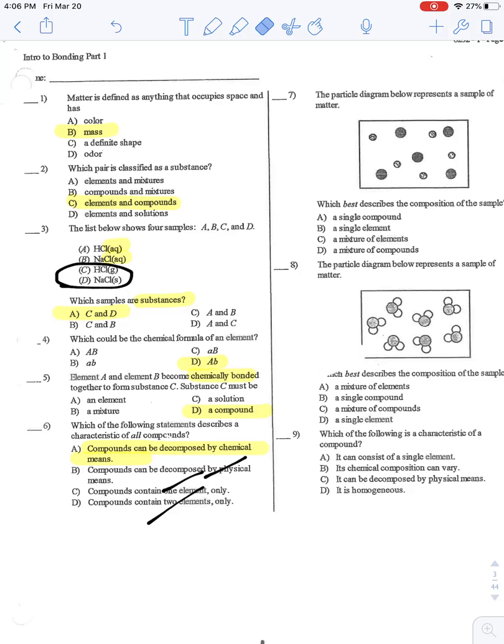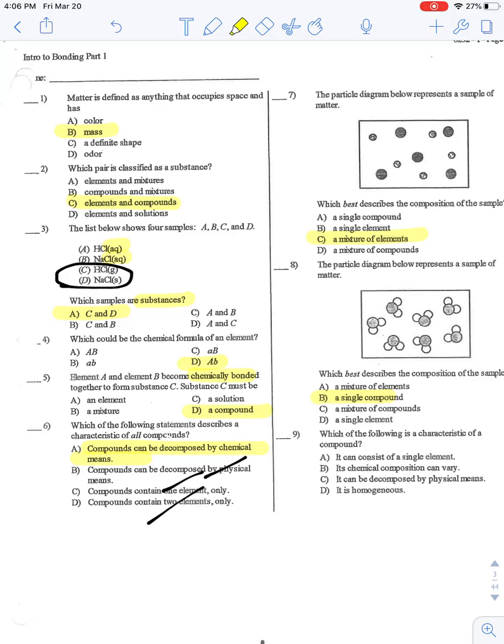So moving right along, number 7, the diagram below, those are all elements, and clearly they are different elements because they have different size circles and different shading. So that would be a mixture of elements. Number 8, this represents a B single compound. So notice they're all exactly the same. So it could be like 7 molecules of water. So that would be a single compound represented there.